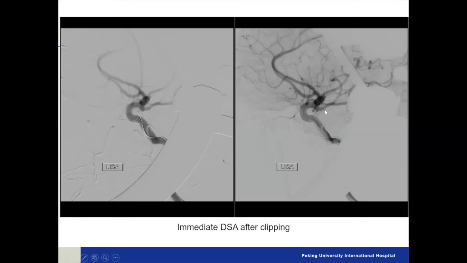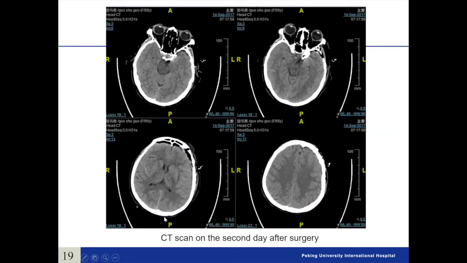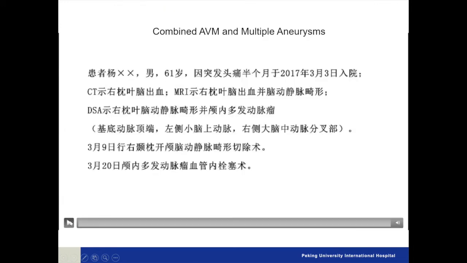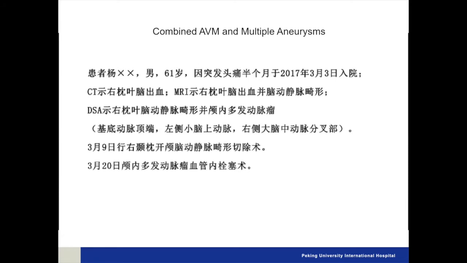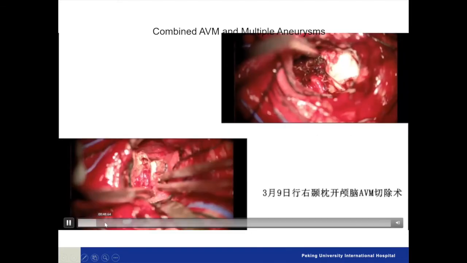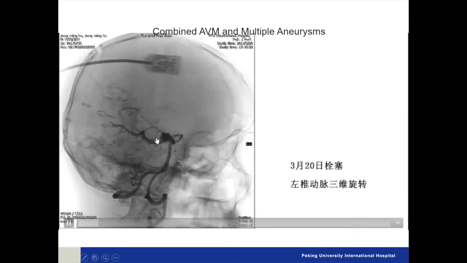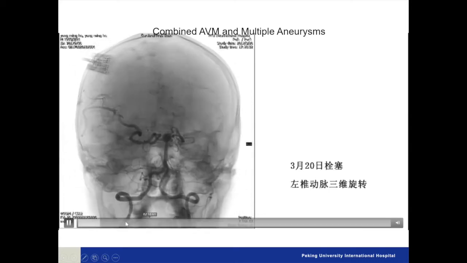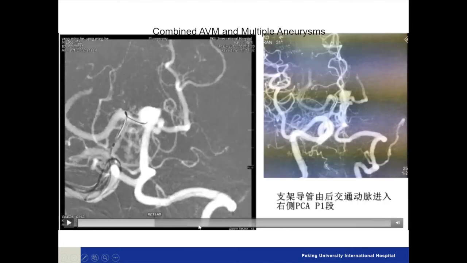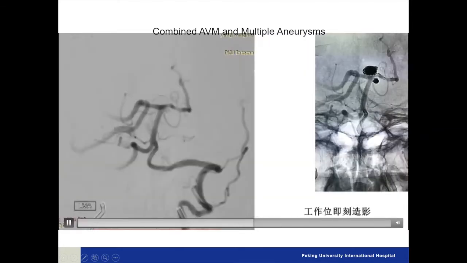And this is the image right after aneurysm clipping, it becomes safe. This is the post-operative CT scan. Also, there are some other complicated cases, coexisting AVM and multiple aneurysms. So with the hybrid technique, we can do the AVM removal followed by the aneurysm clipping and coiling. So I'll just skip this.